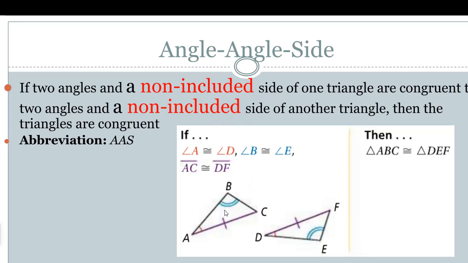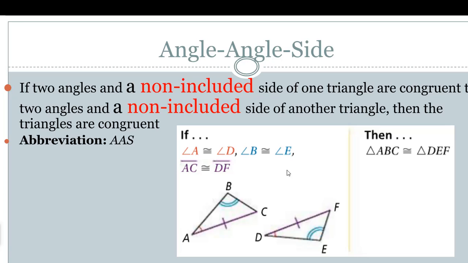And if the two angles and a non-included side of one triangle are congruent to two angles and a non-included side of another triangle, then the triangles are congruent. So if this is all the picture gives us to go off of, we see we have an angle and a side that's not in between it. Okay, we have angle side here. Same non-included side, they're both across from angle 2. So therefore, that's enough to say that our triangles are congruent.